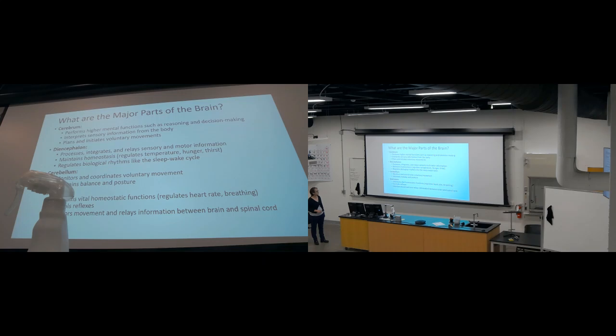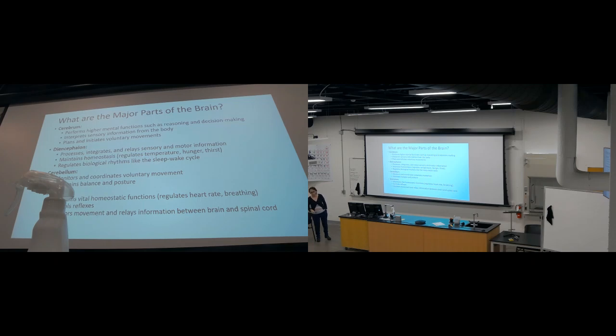So we have centers in this region that regulate body temperature, hunger, thirst, and other impulses. And we have some centers that help us to regulate the sleep-awake cycle. And then the cerebellum helps to coordinate the body movements to maintain equilibrium and posture.